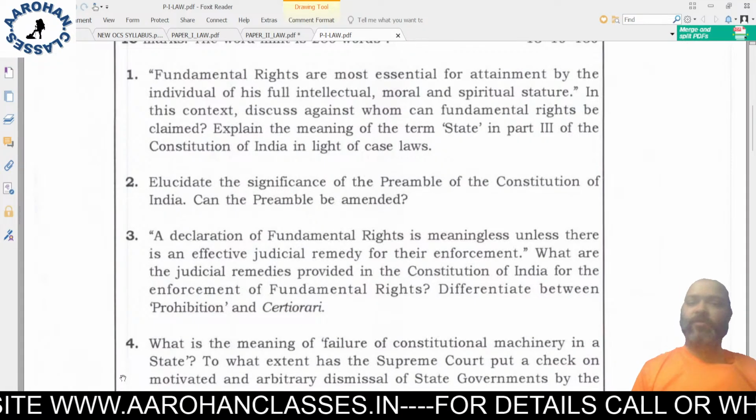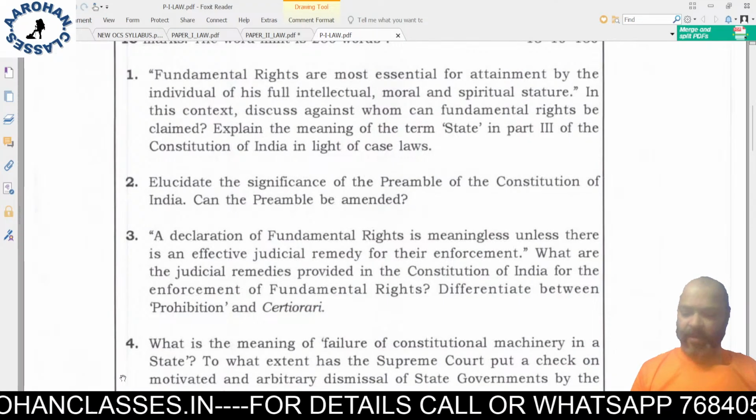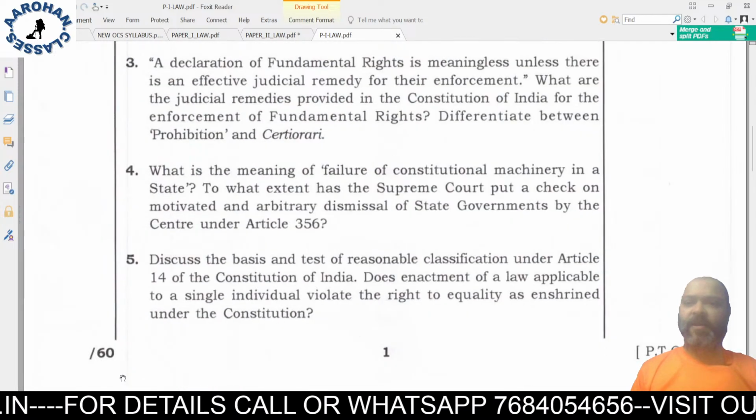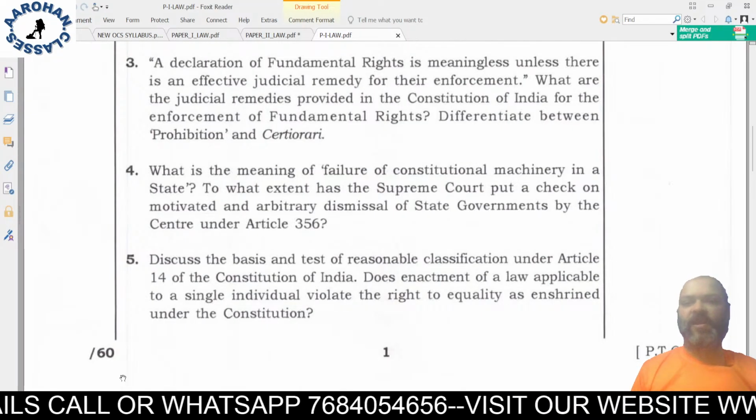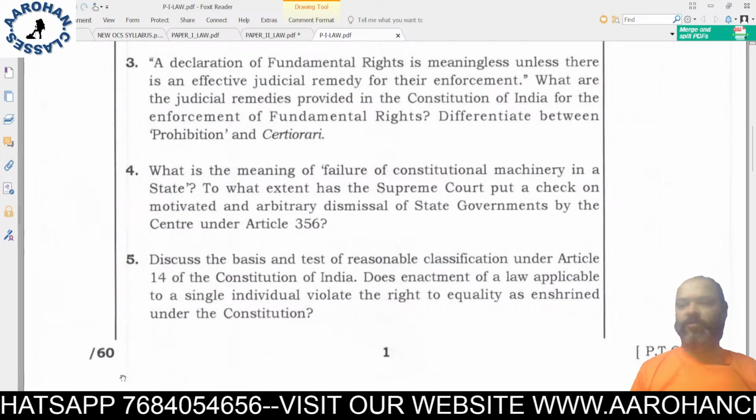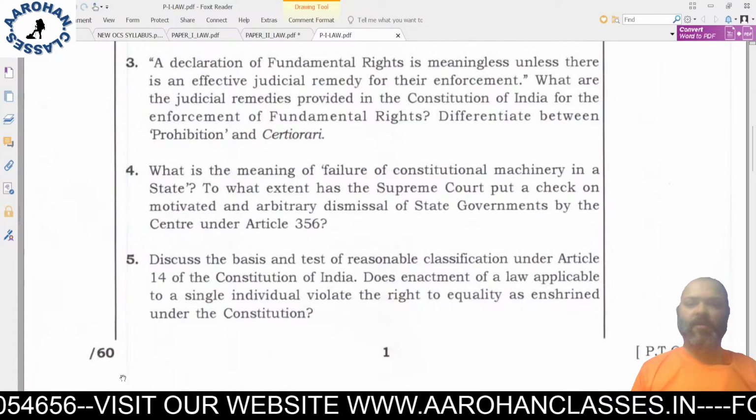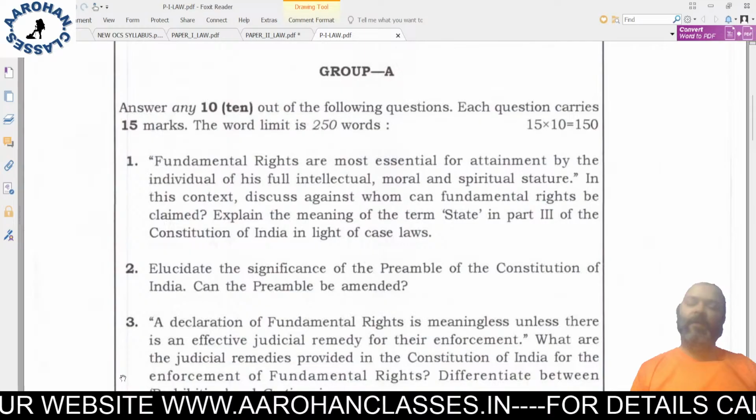Elucidate the significance of the preamble of the Constitution of India. Can the preamble be amended? A declaration of fundamental rights is meaningless unless there is an effective judicial remedy for their enforcement. What are the judicial remedies provided in the Constitution of India for the enforcement of fundamental rights? Differentiate between prohibition and certiorari. These are all 15 marks. So here comes the big change.